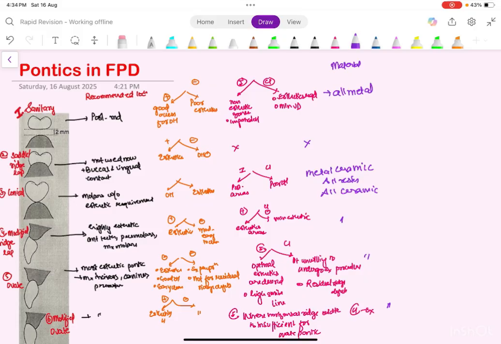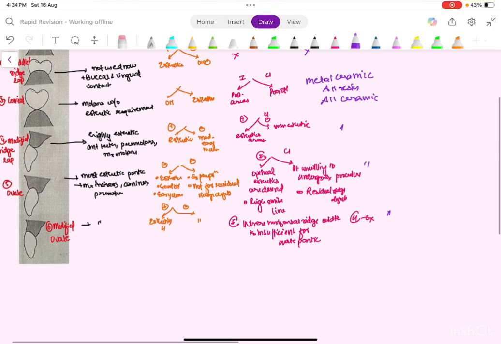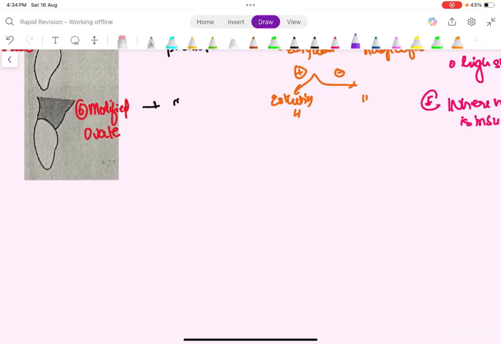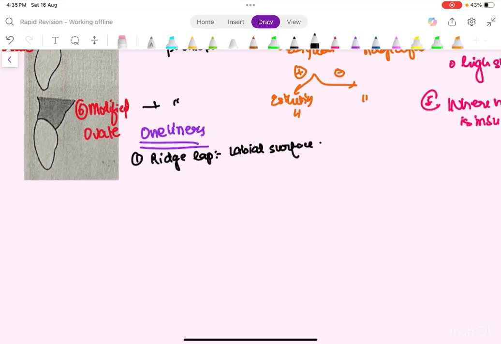Now I'll just give you certain points that are important for MCQ basis. So see, first we had the saddle, then we went on to ridge lap. Now I'll just enlist some MCQ important points. So, one liners. First of all, in ridge lap the contact is only on the labial surface, just only tissue contact.